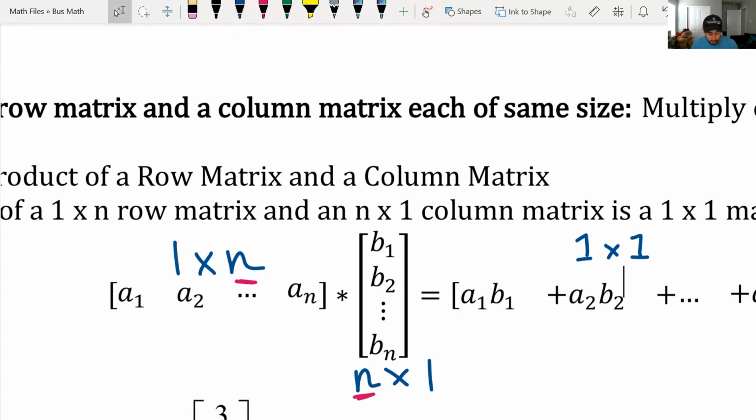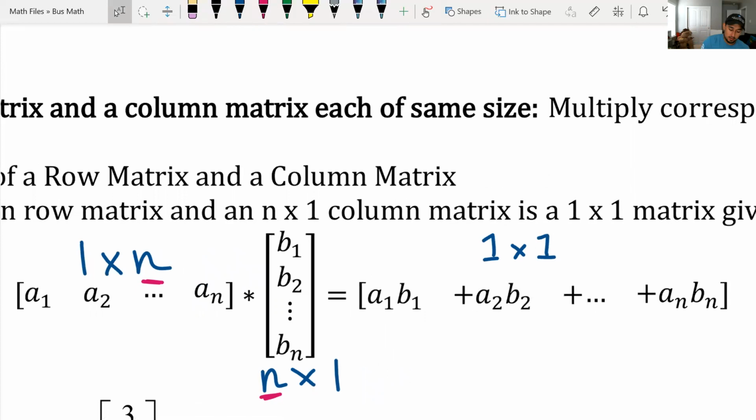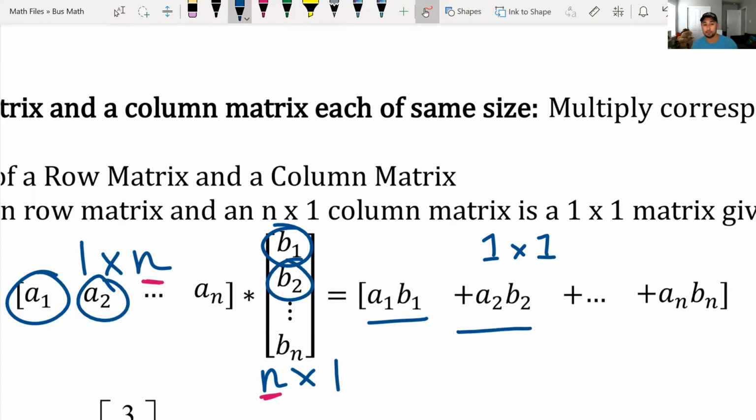So the way we do this multiplication is we say element A1 times element B1, which is here, plus element A2 times element B2. All the way till you go through all your elements until you get to the final element, which is element A sub n times B sub n, which ends your final result. And once you add them all up, this would create a 1 by 1 matrix.